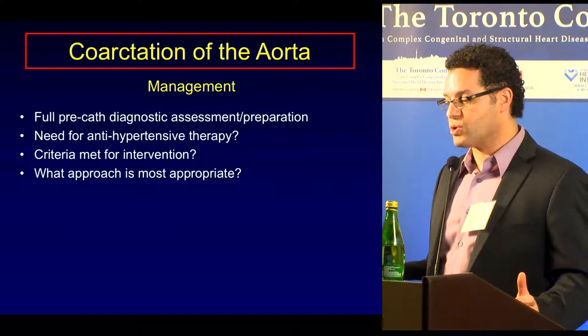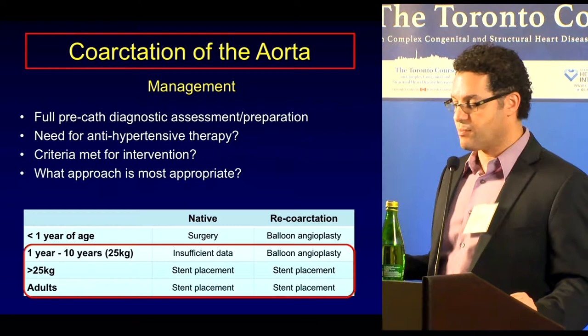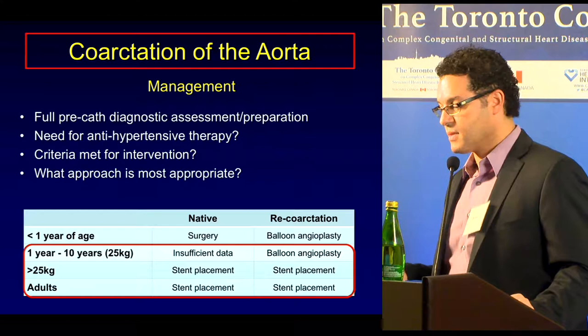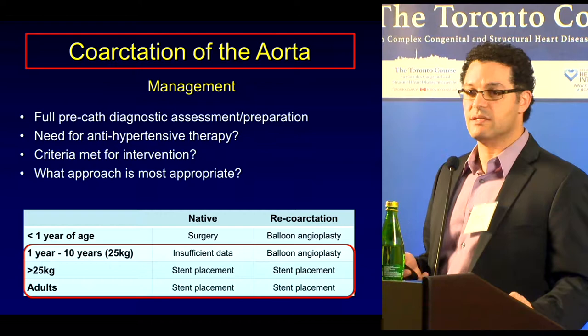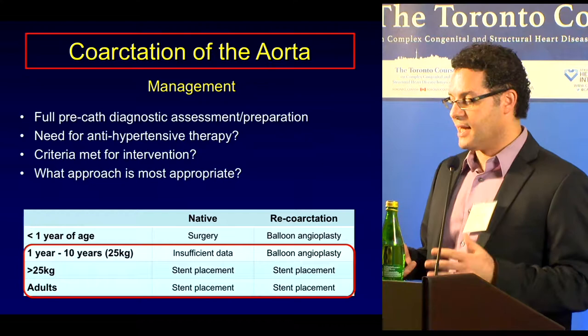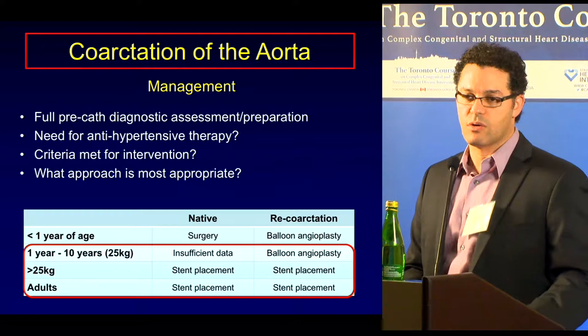So if you look at overall, I think that a lot of this is fairly simple. The stent portion of this talk: greater than 25 kilos, some say 35, some say 15. In adults, stent placement is going to be your primary, and stent placement is going to be there for recoarctation. Less than a year of age, you're going to refer to the surgeon. 1 year to 10 years, around 25 kilos, it's less clear what the right answer is, and as technologies continue to improve, lower profile, we're going to likely continue to go down the stent route more.